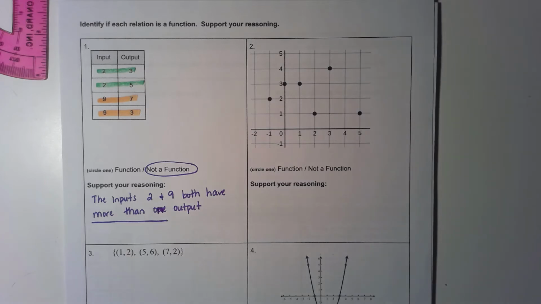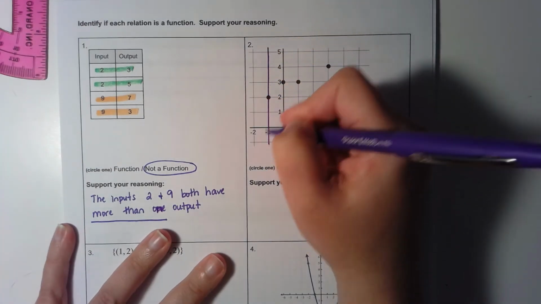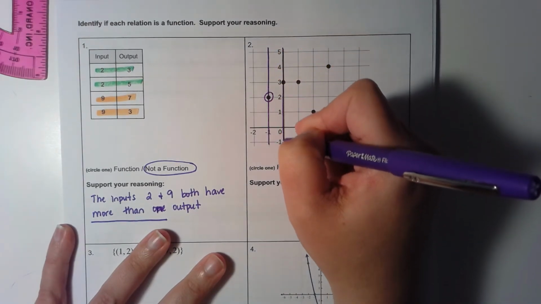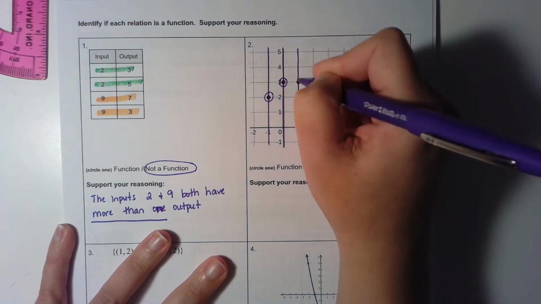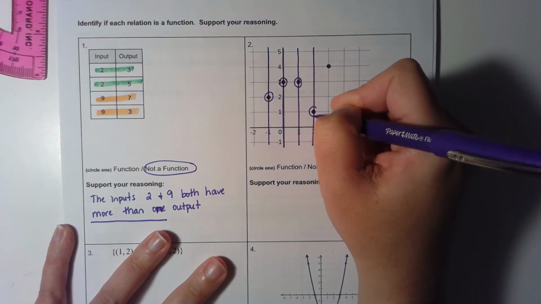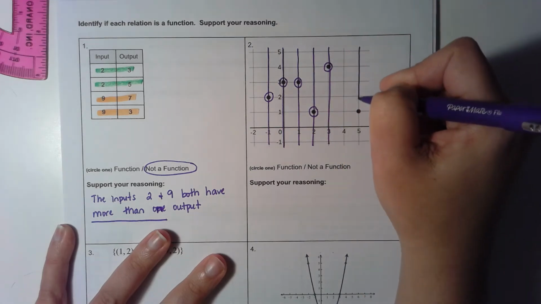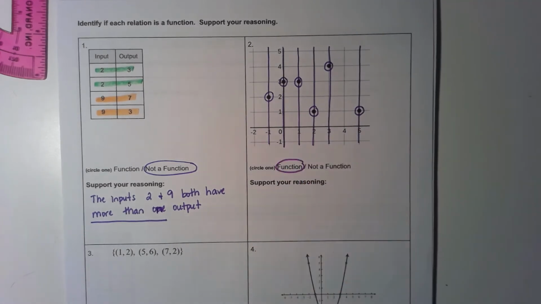For problem number 2, in order to check if a graph is a function or not, we need to imagine drawing vertical lines. So if I draw a vertical line here, it only touches 1 point on the graph. If I draw a vertical line here, it only touches 1 point. And that's going to continue to happen no matter where you draw your vertical lines. They're only going to touch 1 point on the graph. That means that we do have a function.